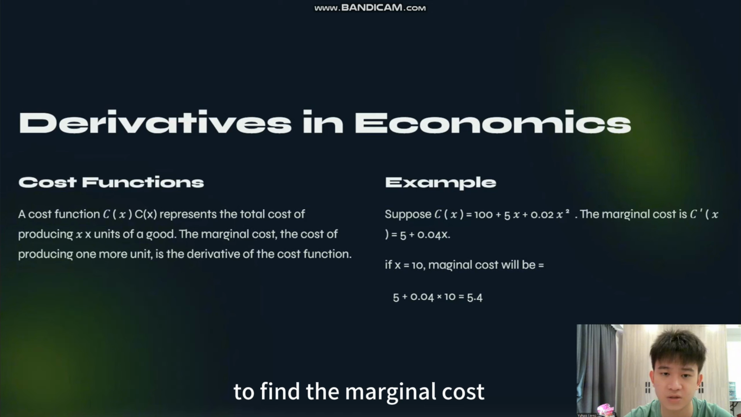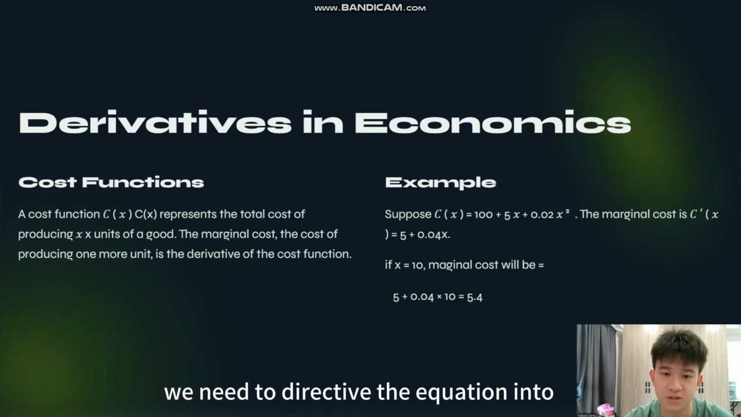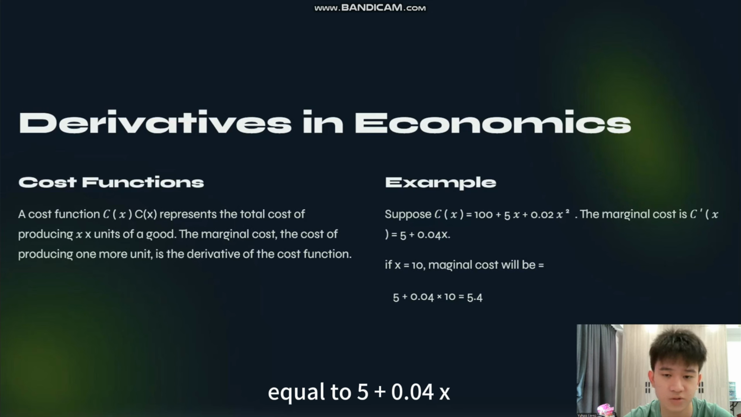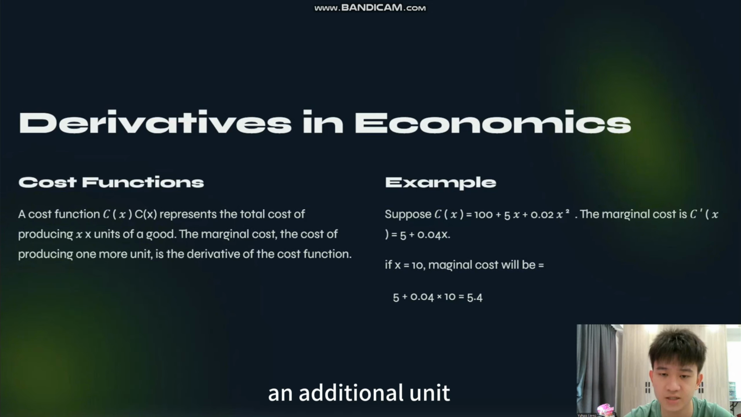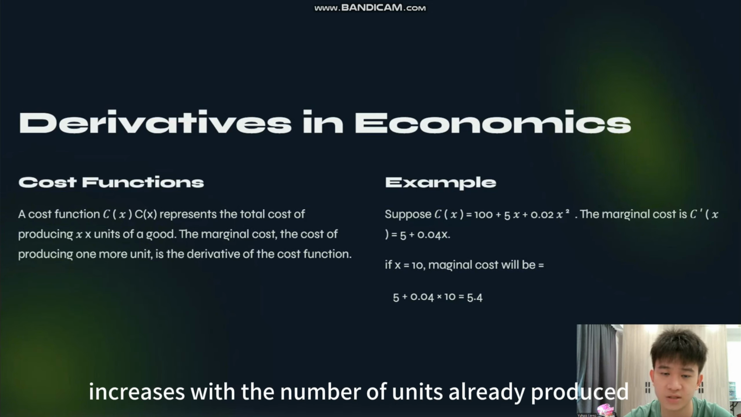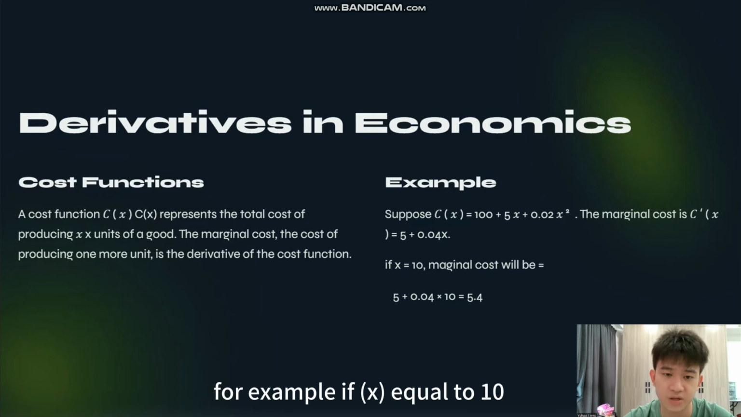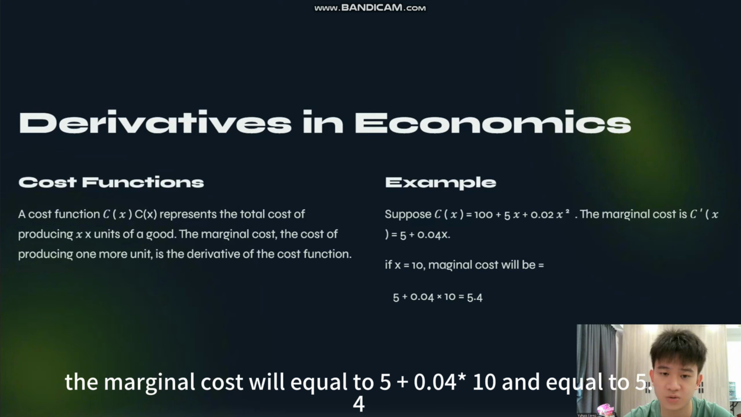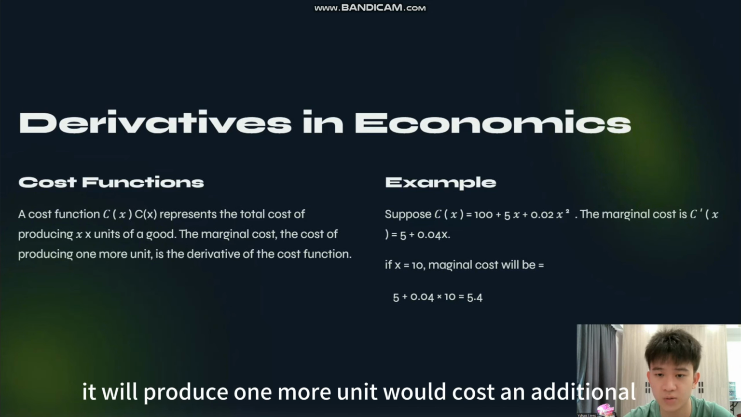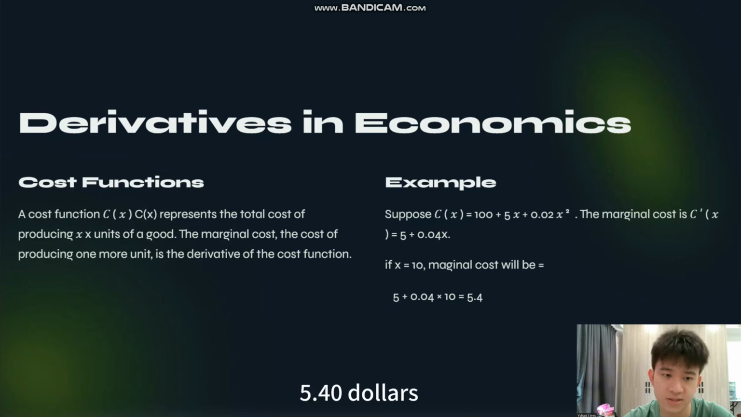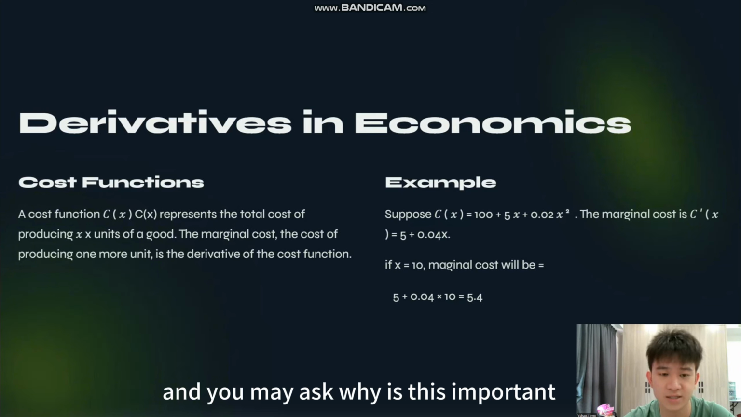To find the marginal cost, we need to take the derivative of the equation, which equals 5 plus 0.04x. This tells us that the cost of producing an additional unit increases with the number of units already produced. For example, if x equals 10, the marginal cost will equal 5 plus 0.04 times 10, which equals 5.4. So at the production level of 10 units, producing one more unit would cost an additional $5.40. And you may ask, why is this important?